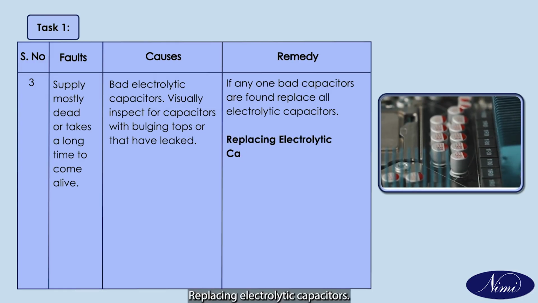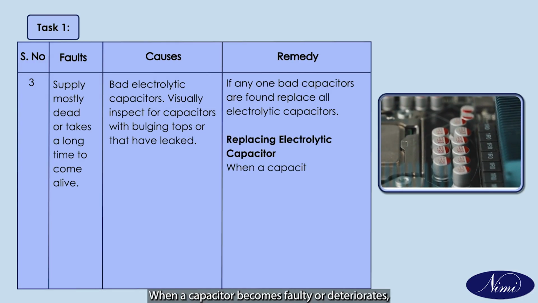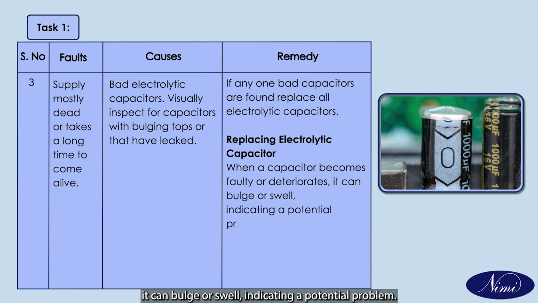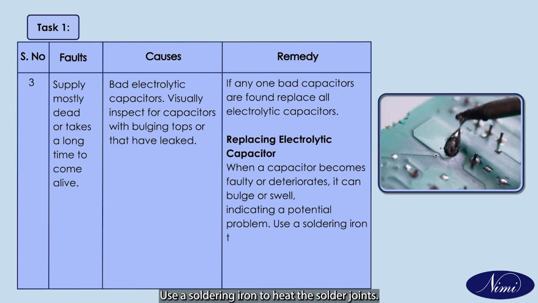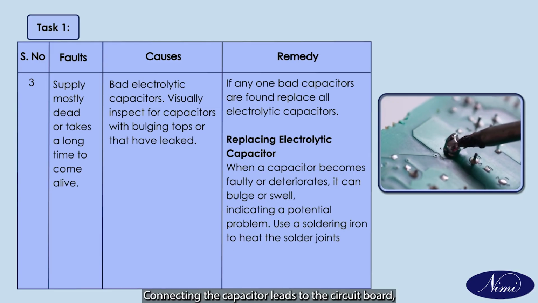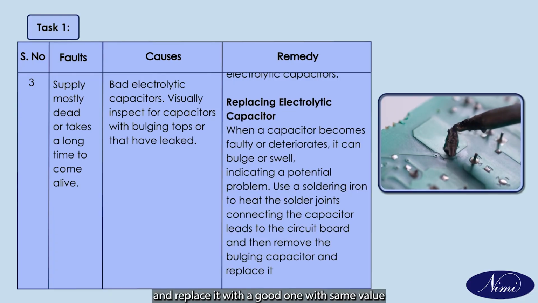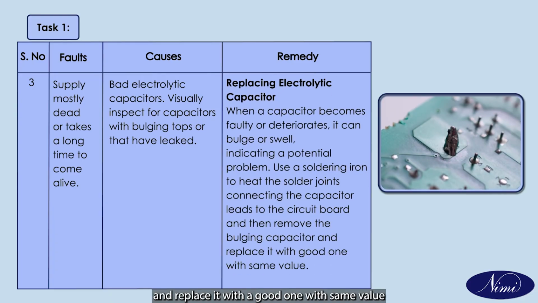Replacing an electrolytic capacitor. When a capacitor becomes faulty or deteriorates, it can bulge or swell, indicating a potential problem. Use a soldering iron to heat the solder joints connecting the capacitor leads to the circuit board and then remove the bulging capacitor and replace it with a good one of the same value.